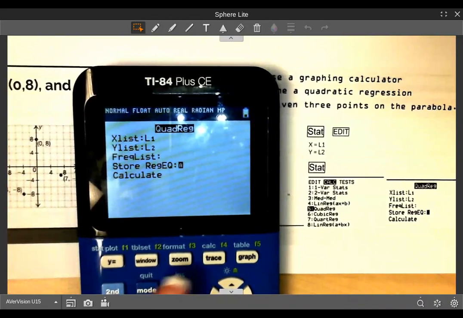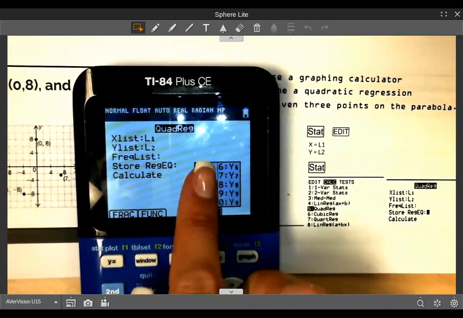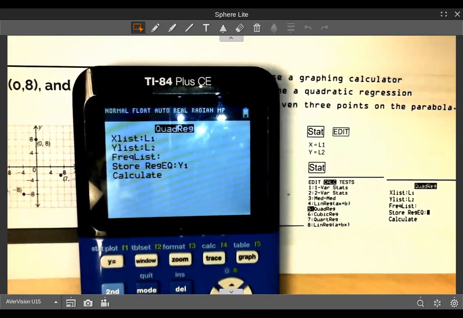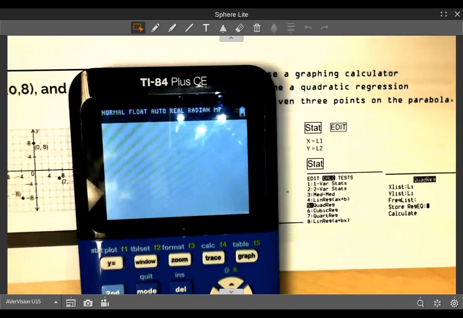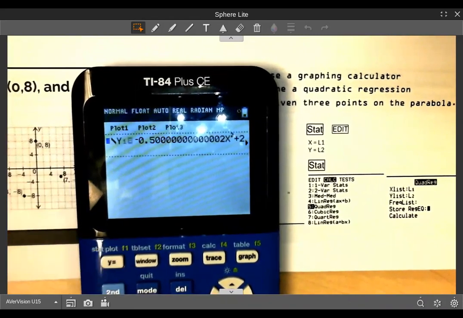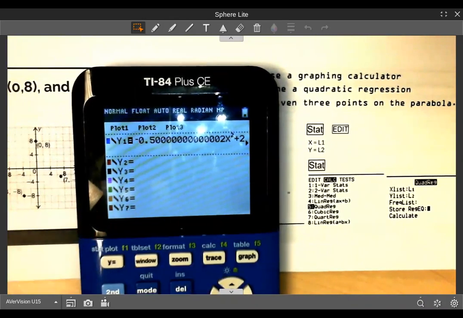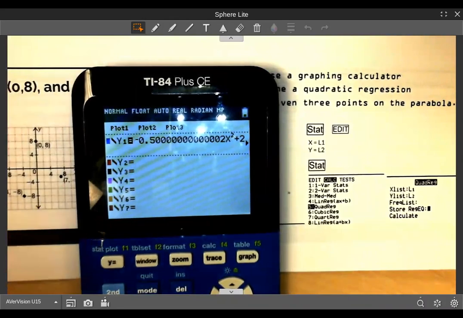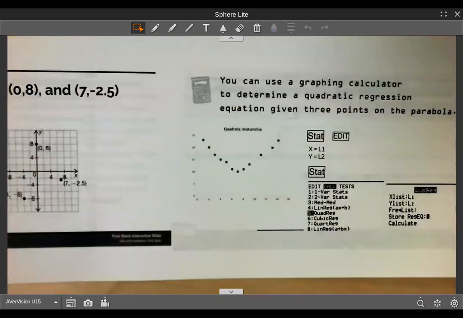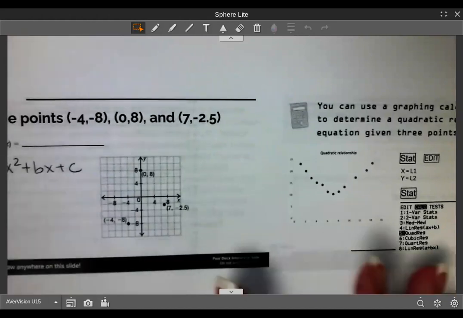So we hit alpha trace right there, and that y1, or any of the y's, really, you can put it in. I'm going to go ahead and put it in y1. What that does is it calculates my equation and gives it to me right here on this front page, but it also goes ahead and puts it into the y equals. And it does not round, so using that equation is fantastic by storing it there so that you're not rounding too early.